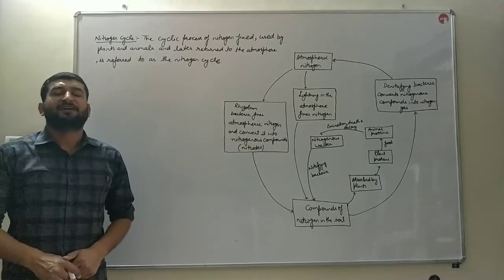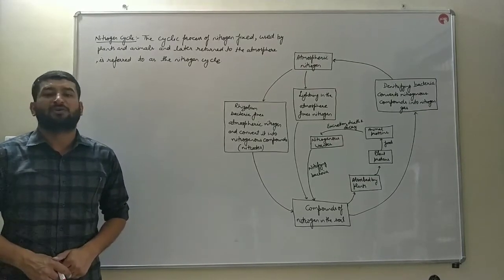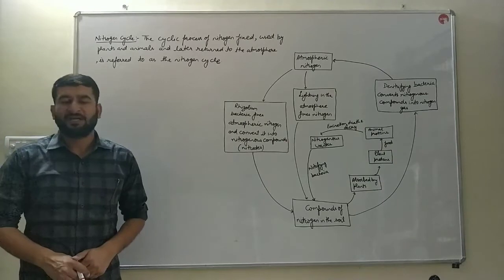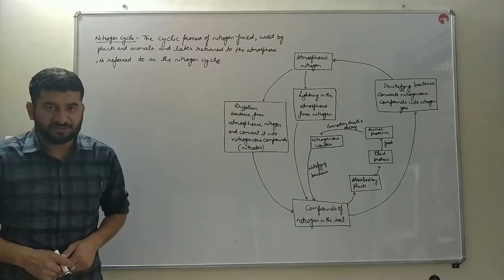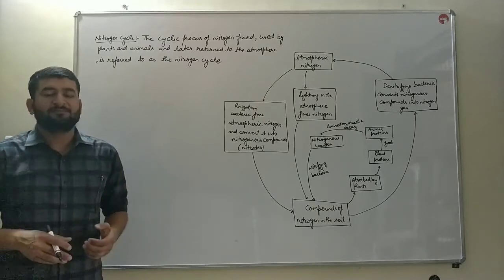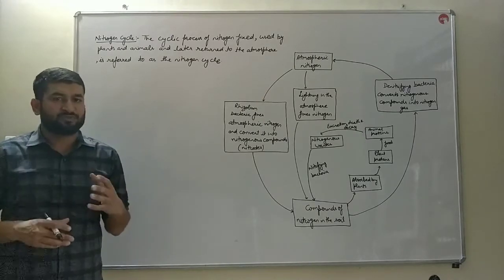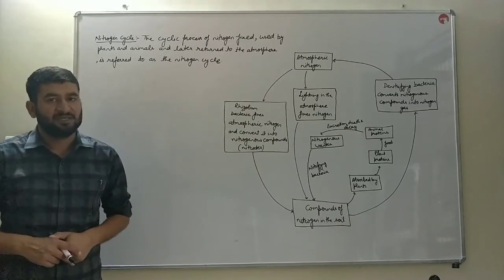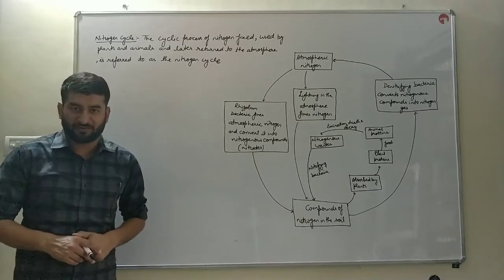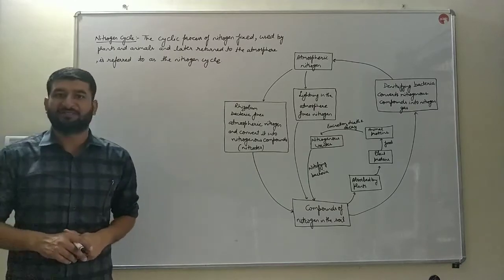Hello children, we are discussing chapter 2, Microorganisms, Friend and Foe. In that chapter we have discussed what microorganisms are, what microbiology is, who discovered them, and the five major groups: bacteria, viruses, algae, fungi and protozoa. After that we have discussed certain useful microorganisms and then harmful microorganisms.